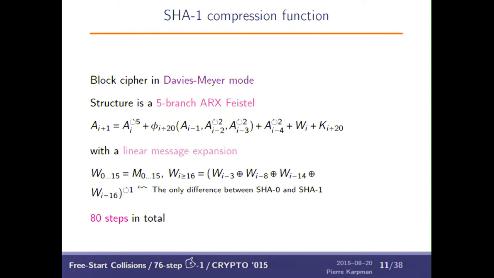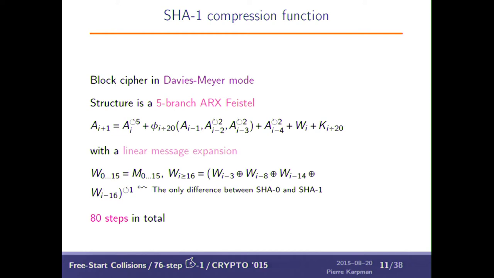And the structure, if we're a bit more specific, it uses a block cipher in Davies-Meyer mode. And the block cipher inside is a five-branch unbalanced Feistel, so we get this nice round function. And the message expansion is linear, and uses this formula. And if you attended my RAM session talk, you should know that this rotation by one is the only difference between SHA-0 and SHA-1. I mean, the only significant one.